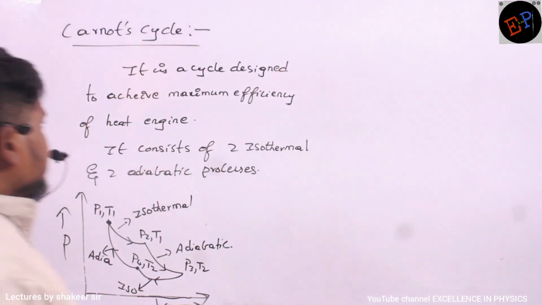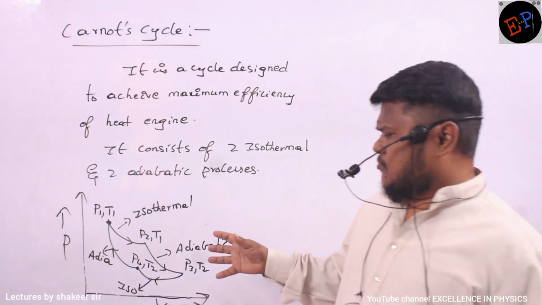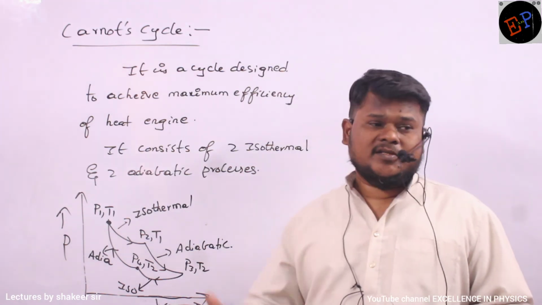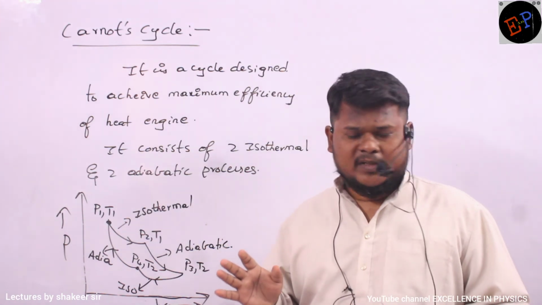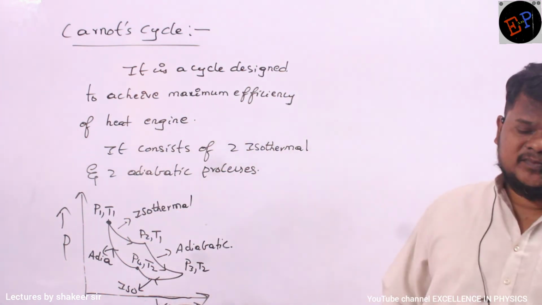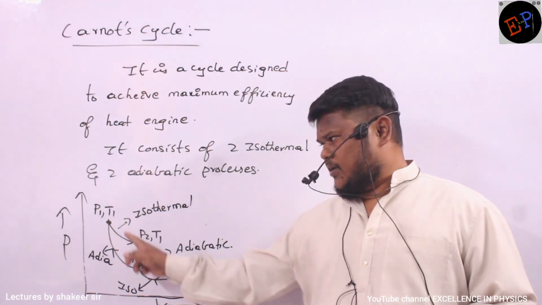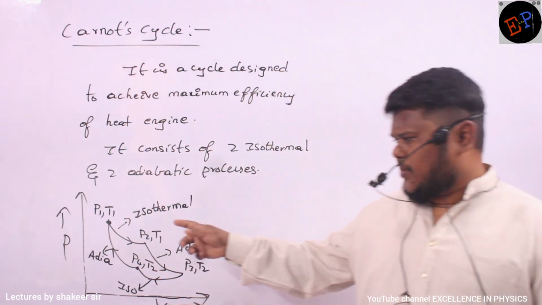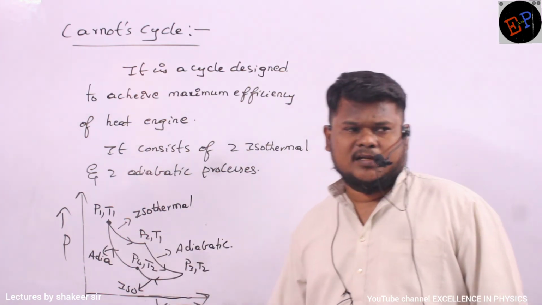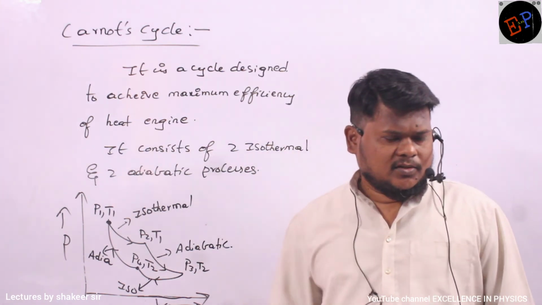The last concept which we are studying is Carnot's cycle. So what is Carnot's cycle? This is a cycle which was designed to check what the maximum efficiency of a heat engine can be. And it was proved that only in Carnot's cycle will we have maximum efficiency. This is a cyclic process: the initial state is P1, T1, and the final state is also P1, T1 only. In the process we do one isothermal process, one adiabatic process, another isothermal process, and another adiabatic process. So the Carnot cycle consists of basically two isothermal processes and two adiabatic processes.